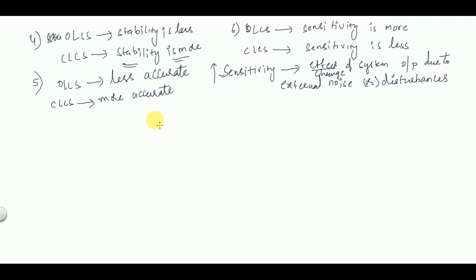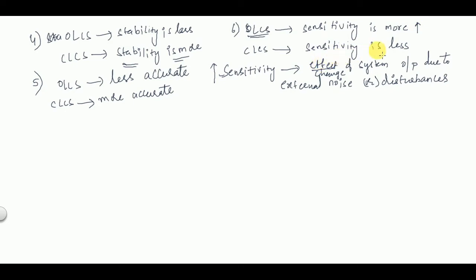Since there is no proper controlling mechanism here, in the case of open loop control system, sensitivity is going to be more. That means if there is any noise present in the system, then the output changes rapidly, which deviates from our desired output. So there is always the chance in open loop control system that if there is any noise, the output deviates from the desired output.